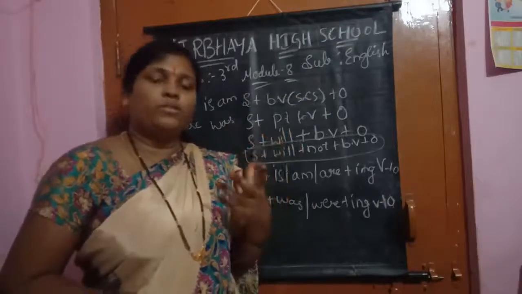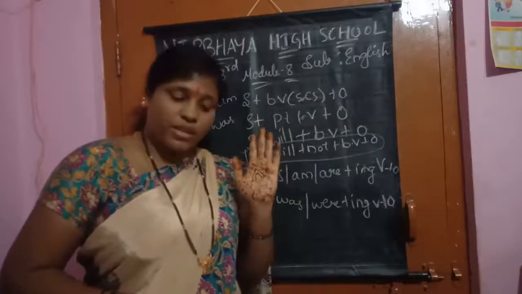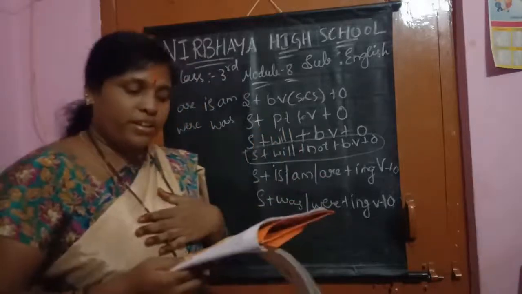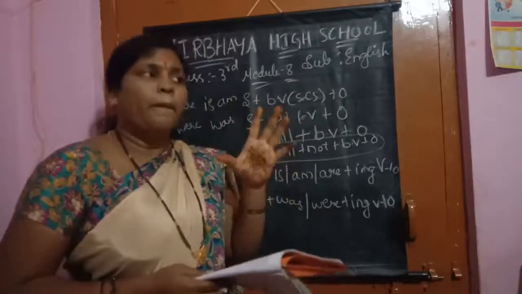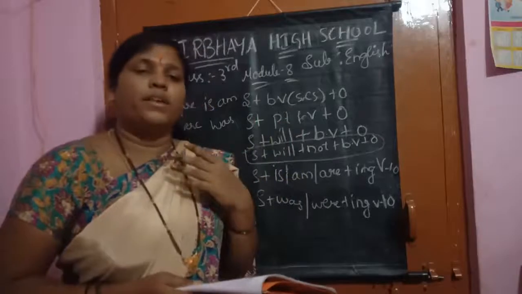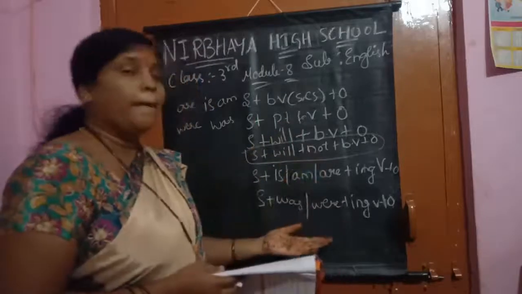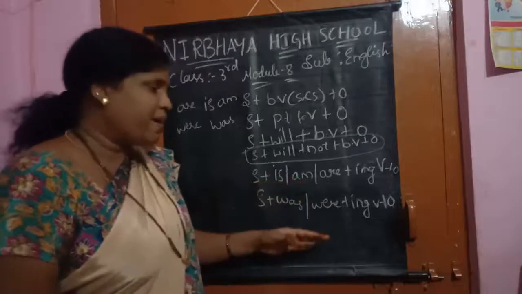So what will we tell? It was raining yesterday. I was studying for my exam. Ian was listening to music. Something happened, but at that time we were doing some work. When you pronounce it that way, it becomes past continuous tense. Understood, children? Present continuous tense, past continuous tense.